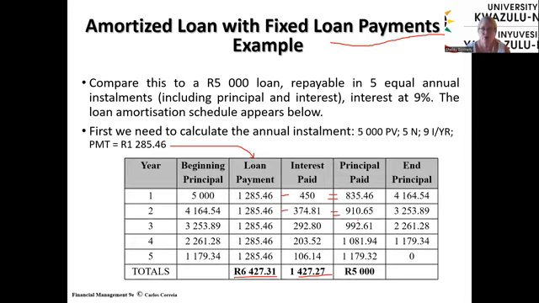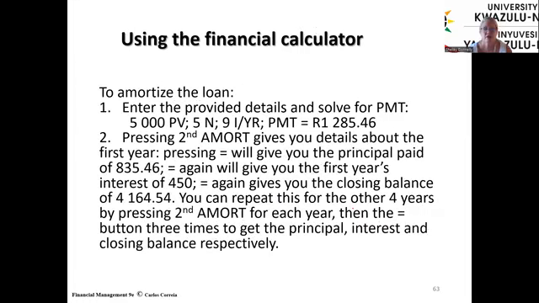Okay. So that is how you would work out or set out an amortization schedule. You can, however, use your financial calculator either to populate a table like that, or if you just want to find out, after so many years, how much will I still owe on this loan, etc. So what you do is you enter the details and you solve for payment first, like we had to do for the second method anyway. So we arrive at our 1285.46.